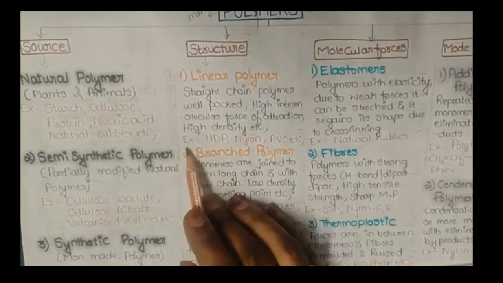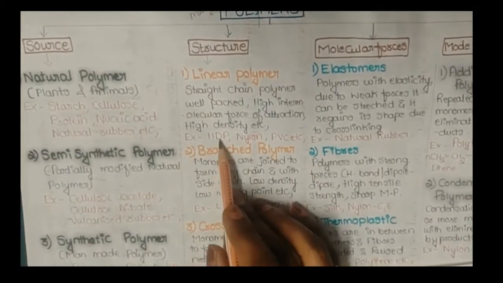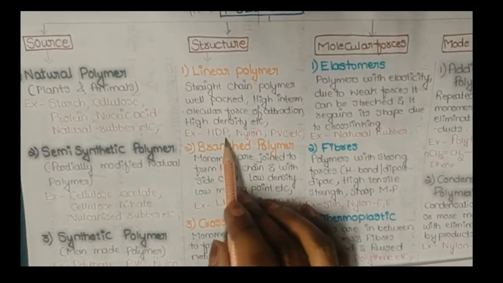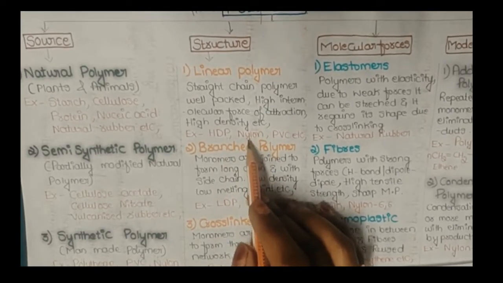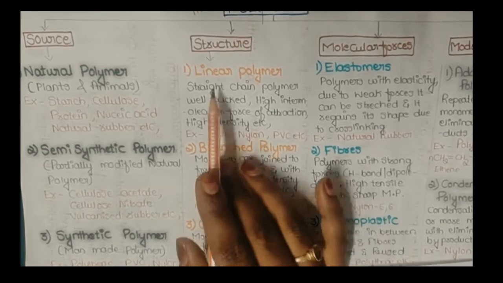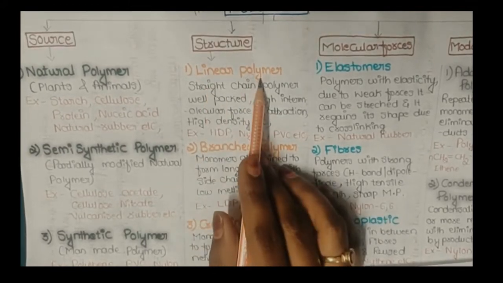The best example for linear polymer is high density polythene. Not only that, nylon, which is used as a fabric and has a very high tensile strength, can be taken as an example for linear polymer.